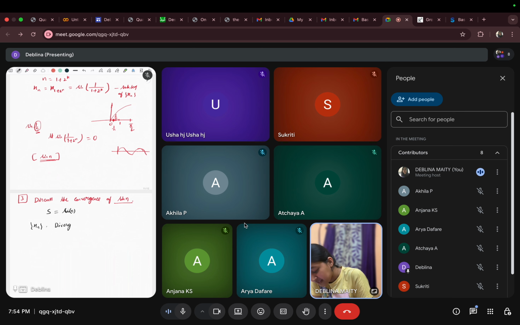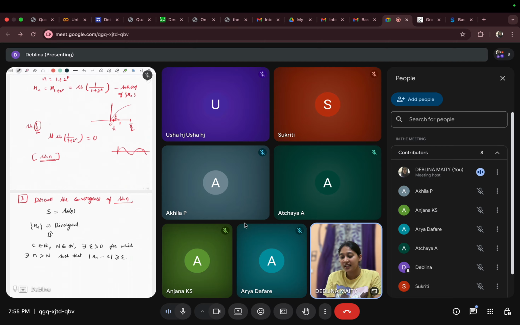A sequence xn is divergent means: if we are given any number c in the real line and a natural number N, then there exists an epsilon greater than 0 for which there exists n greater than N such that |xn minus c| is greater than or equal to epsilon. This is the negation of convergent.